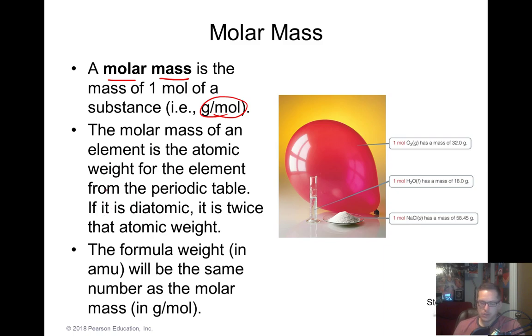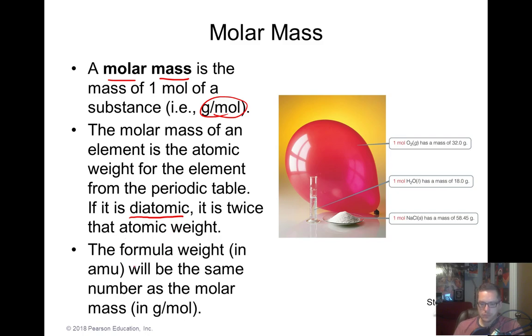Okay, the molar mass of an element is the atomic weight for the element from the periodic table. Okay, so if you're looking at oxygen, 16.00, sulfur 32.07, okay, or 32.06, depends on the periodic table you're looking at. Okay, remember, if it's diatomic, you always have to double it. Okay, so the Hofbrinkels, remember those guys? Yeah, you got to double them.